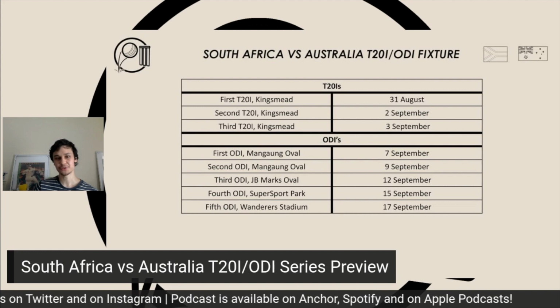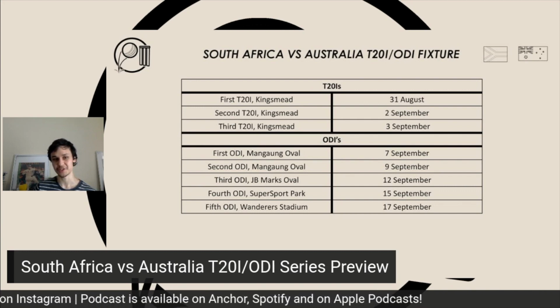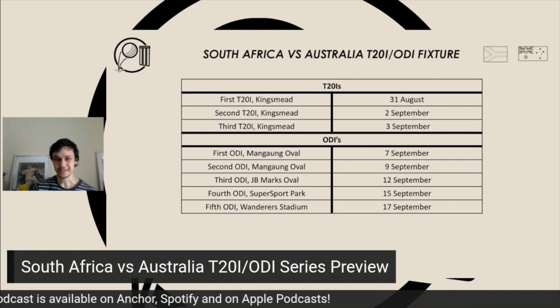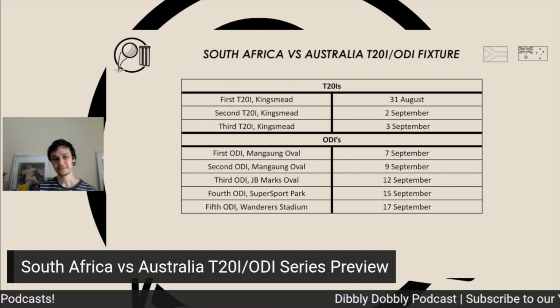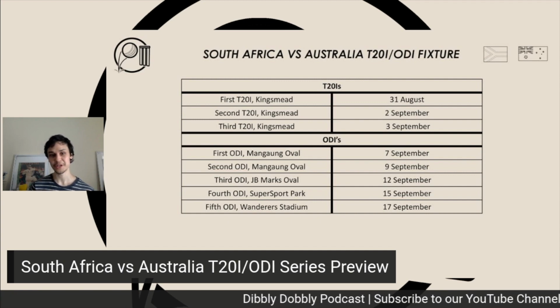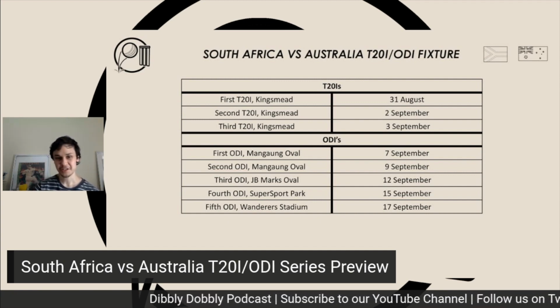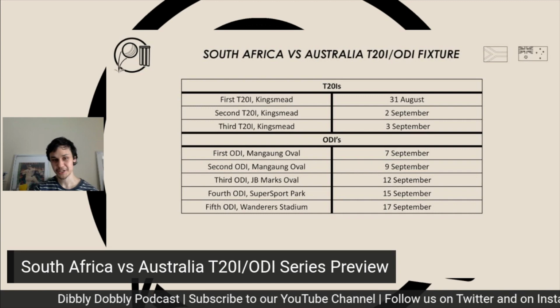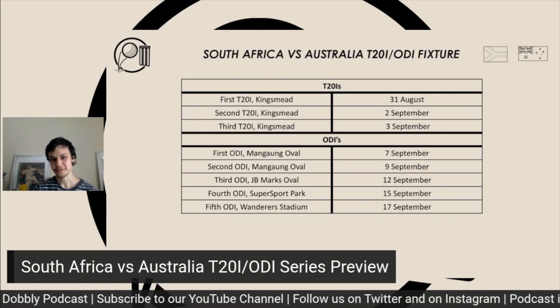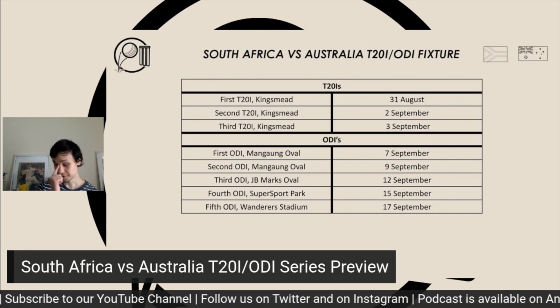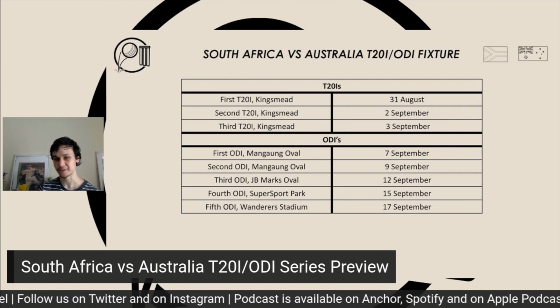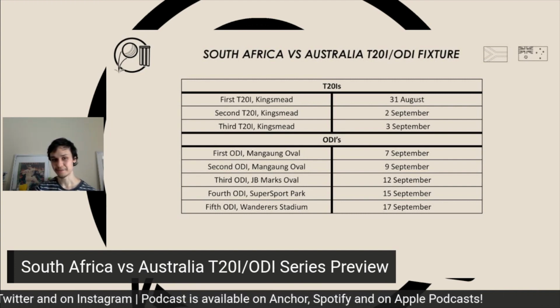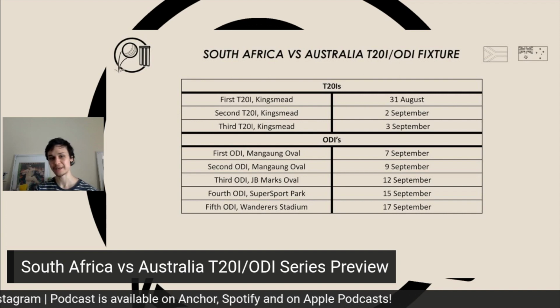And then a short turnaround before the ODI series starts. Then 5 ODIs. The first one will be played at the Mangaung Oval on the 7th of September. The second ODI will be played at the Mangaung Oval on the 9th of September. The third ODI will be played at JB Marks Oval, on the 12th of September. The fourth ODI will be played at SuperSport Park in Centurion, on the 15th of September. And the fifth and final ODI will be played at the Wanderers.